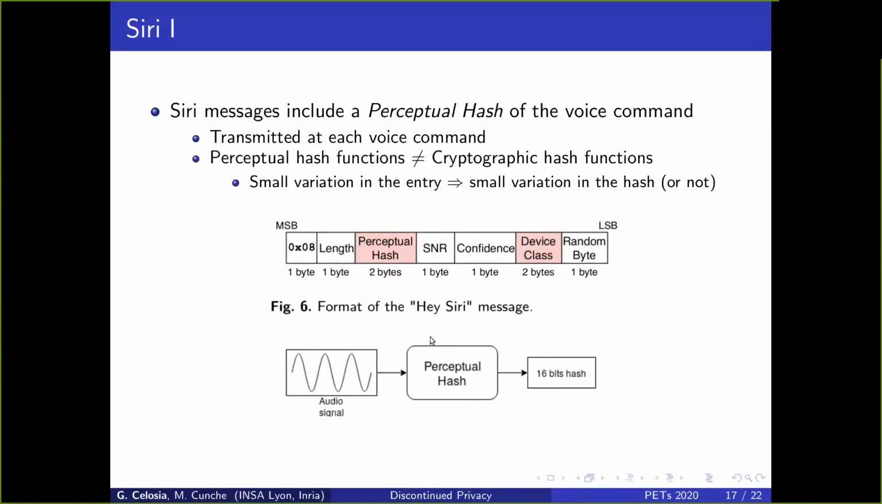Actually, the perceptual hash function works as follows. It takes as an input an audio signal, and it outputs a hash. Basically, a small variation in the input implies a small variation in the hash. So a small variation in the audio signal will imply a small variation in the hash. That's why the perceptual hash function is really different from the cryptographic hash function.